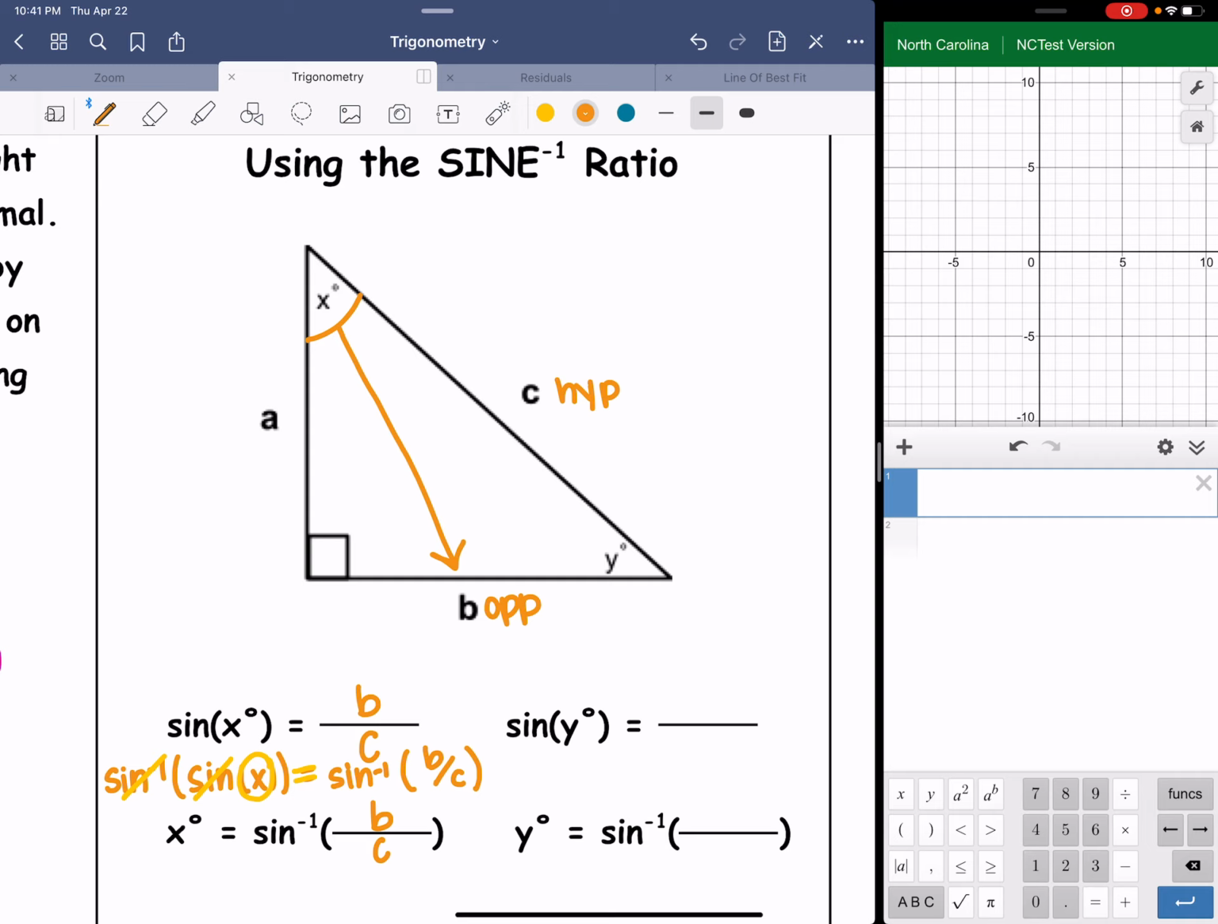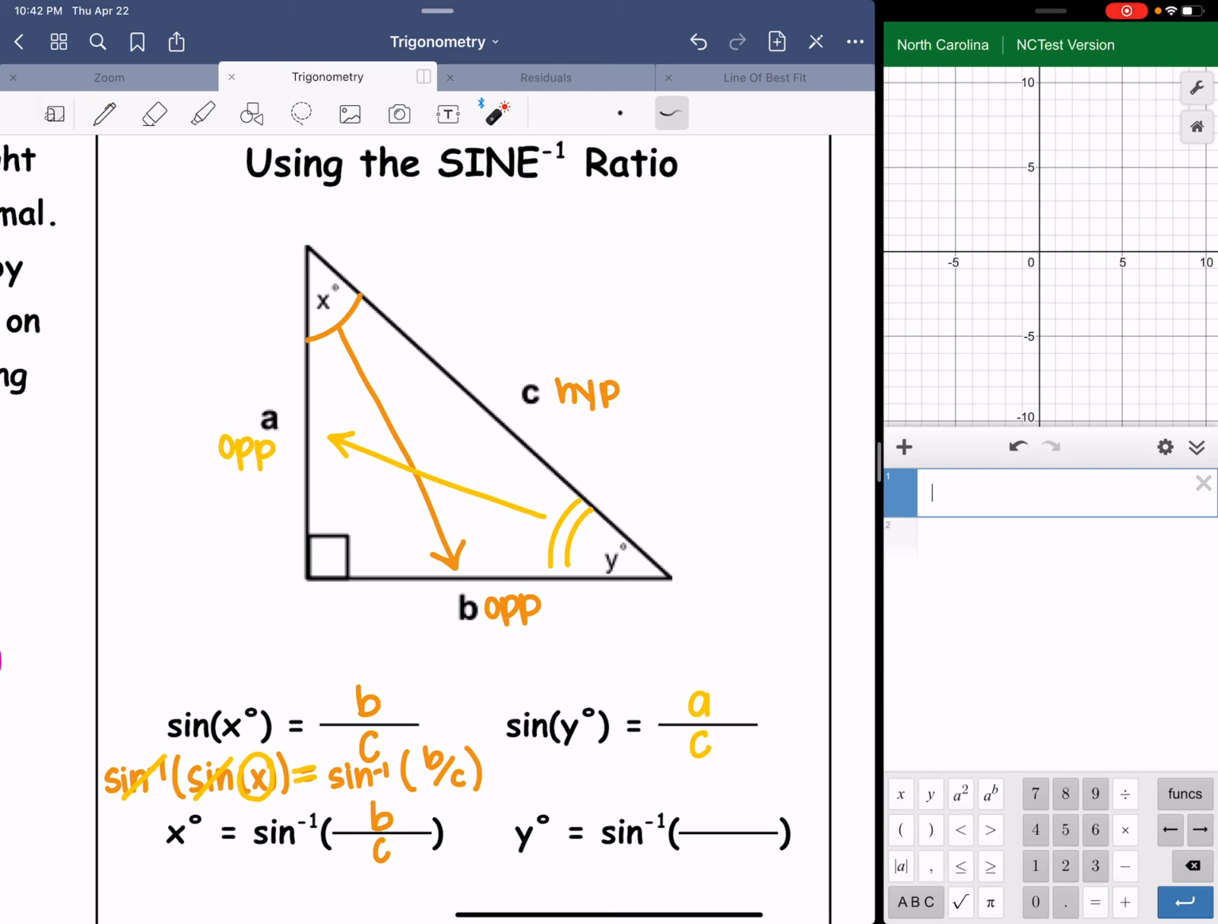All right, now let's try that with the y angle. From angle y, the opposite is a, and the hypotenuse is still c. So the trig ratio, the equation I would use, is sine of y equals opposite over hypotenuse, so a over c.